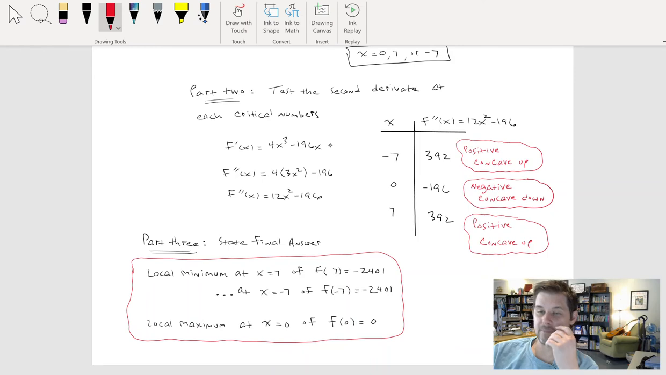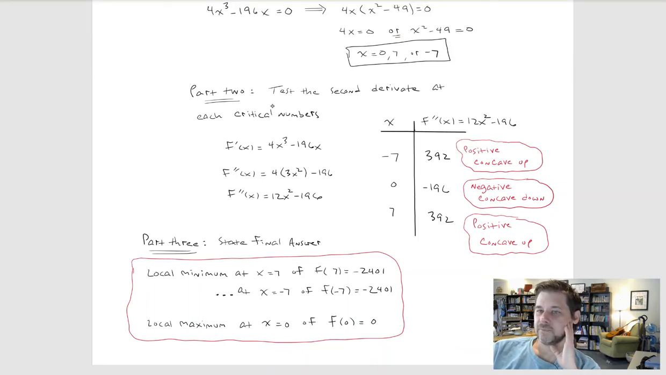Okay, so I'm going to call that part 2. So I have a few things going on here in part 2. Here I'm finding the second derivative from the first derivative. Remember, the second derivative is just the derivative of the first derivative. First derivative is 4x to the third power minus 196x. The derivative of that is 12x squared minus 196, okay? Which you see here in my table.